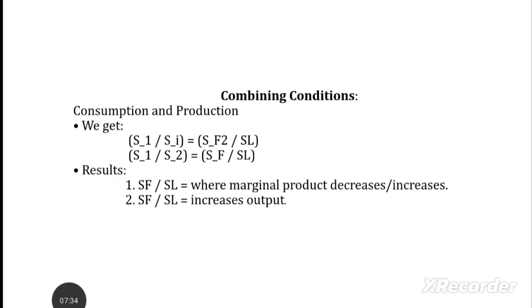There are two results. One, if we move inputs from firm 1 to firm 2, the marginal product of good 2 decreases, while that of good 1 increases.